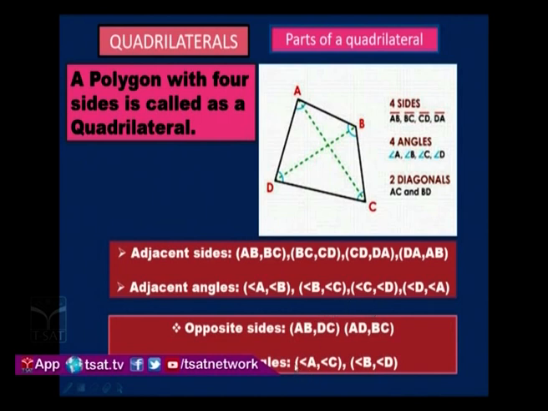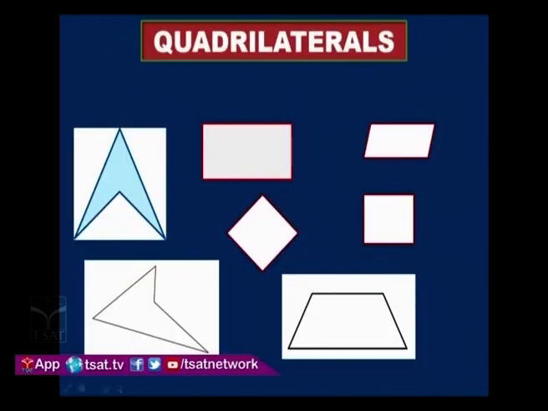Similarly, opposite angles are those which are not adjacent. A is opposite to C and B is opposite to D. So we got two pairs of opposite angles. In a quadrilateral, we got four pairs of adjacent sides, four pairs of adjacent angles, two pairs of opposite sides and two pairs of opposite angles. Let us discuss more about quadrilaterals. Here, observe the next figure. These are all quadrilaterals. All are simple closed figures or polygons made up of four line segments, isn't it, children?